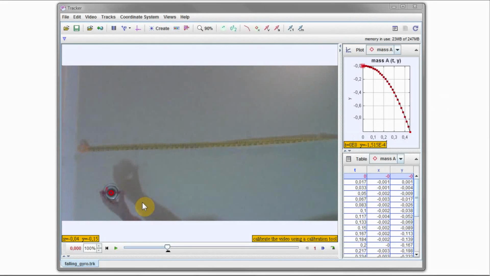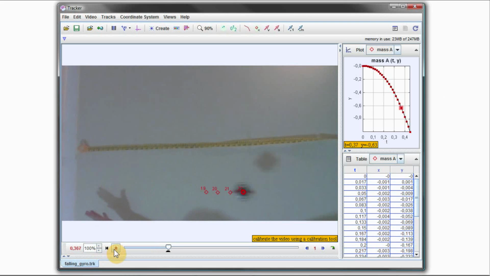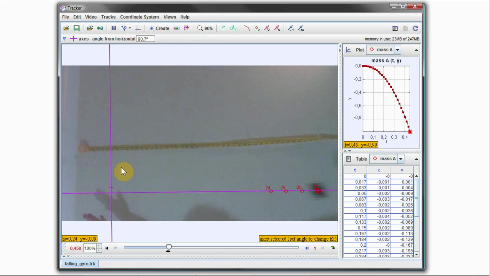The gyroscope was filmed falling with the camera placed sideways so as to capture as much of the movement as possible. A large ruler was stuck to the wall so I could get the calibration data for the calibration stick. The calibration stick was set to 10 centimeters, approximately 4 inches. The coordinate axis was aligned so that the gyroscope moved along the minus y-axis from the origin.